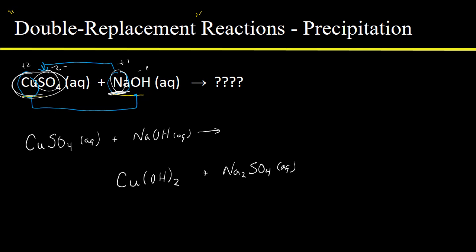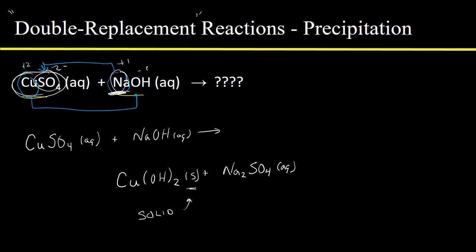Okay, copper hydroxide, go back to our solubility rules. One of the solubility rules is that most hydroxides are insoluble. The exceptions are group 1s and ammonia. This is not one of those exceptions. So that means copper hydroxide is insoluble. So this is going to form a solid.